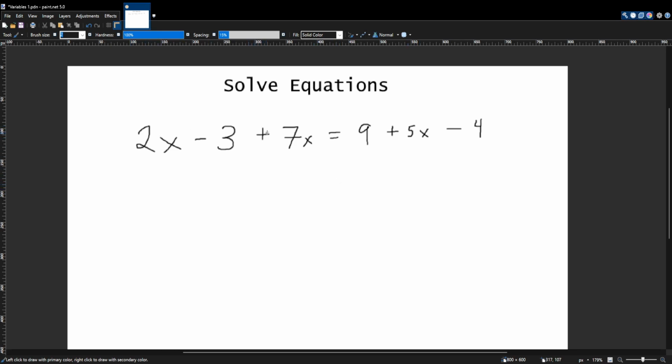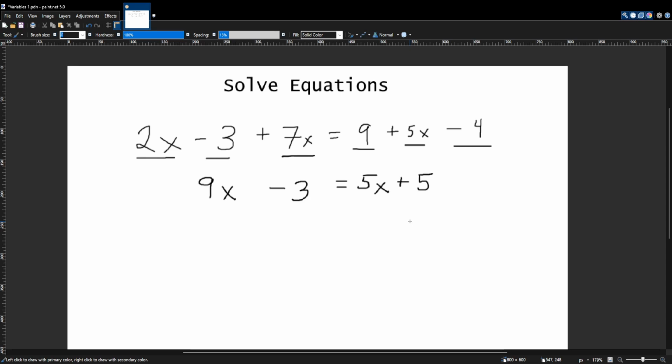2x minus 3 plus 7x is equal to 9 plus 5x minus 4. The first thing we should do, if we see like terms, is combine those. So 2x and 7x is 9x, and we're still subtracting 3. And on the other side of the equation, we've got a 9 and a negative 4. Well, that's a positive 5, and we still have a positive 5x as well.